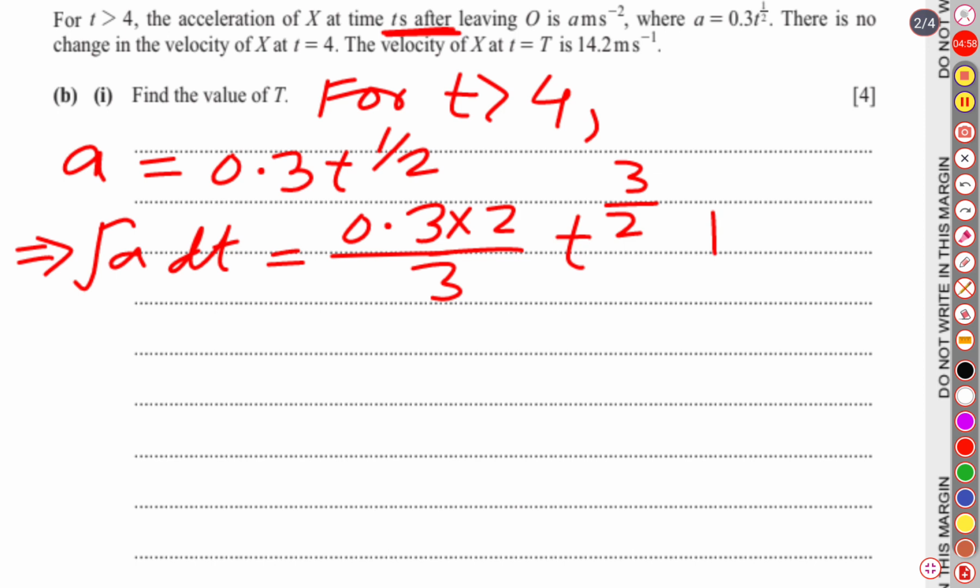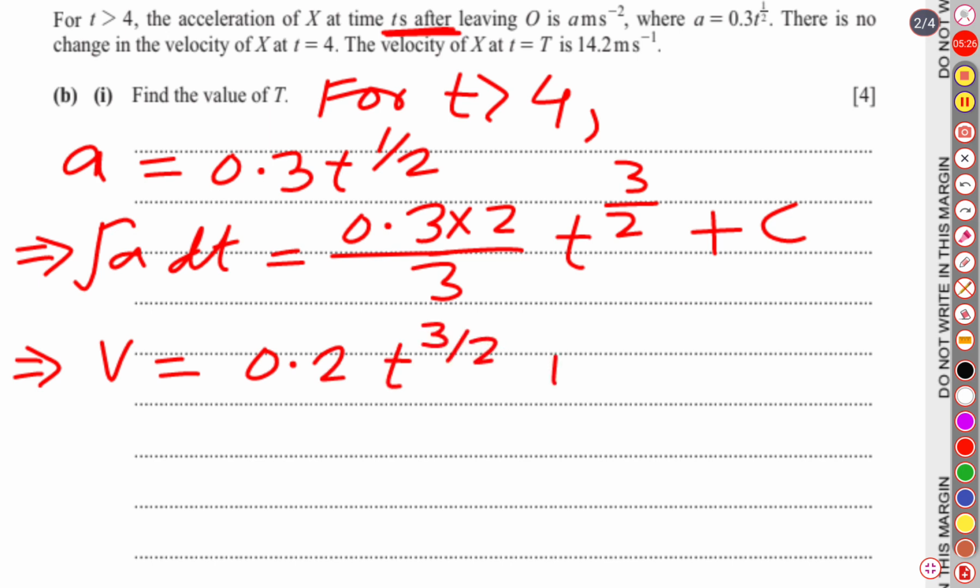We should not forget the constant value. There may be a constant value at the beginning of this phase. So integration of acceleration is velocity. V is equal to, if we multiply 0.3 by 2 over 3, it is 0.2 actually, 0.2 t raised to 3 over 2 plus c.